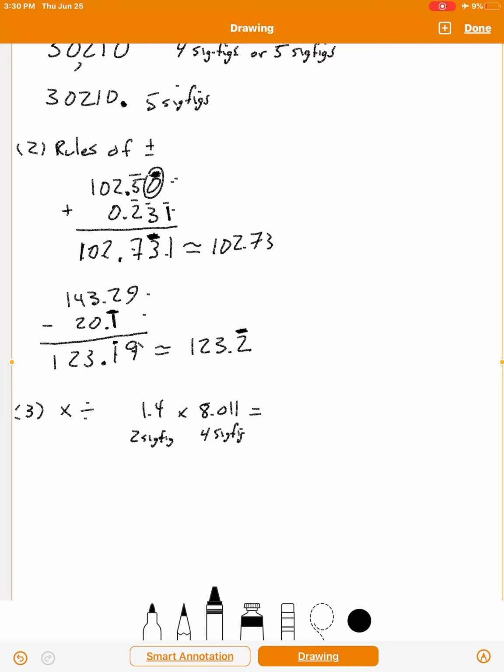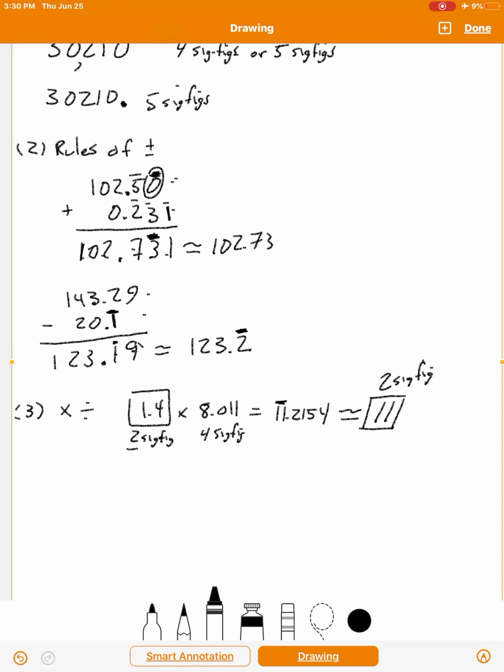So then you calculate it out, 11.2154, and you count the one that has the fewest sig figs. That's this one. It only has 2. You round the answer to the same number. So if this one has 2 sig figs, you round this one to 2 sig figs. So you'd have 11. 2 sig figs.